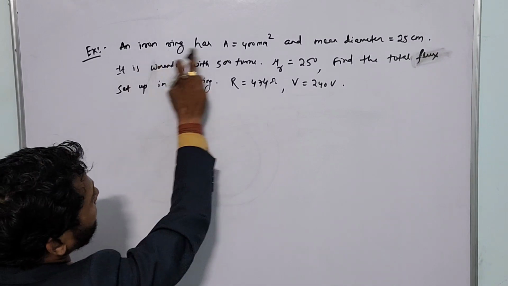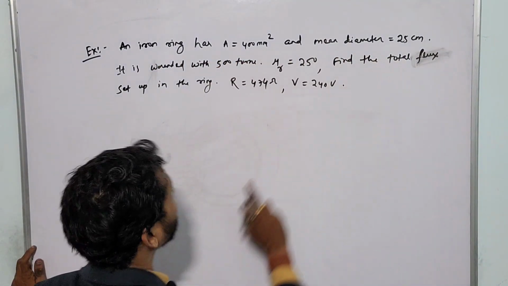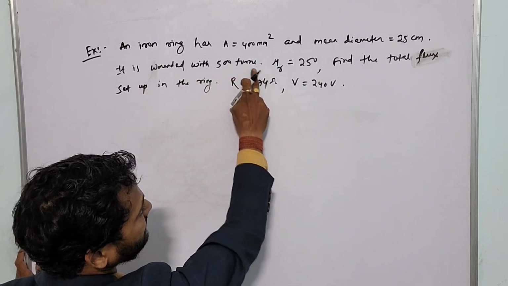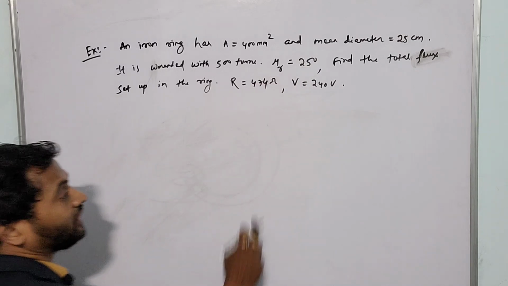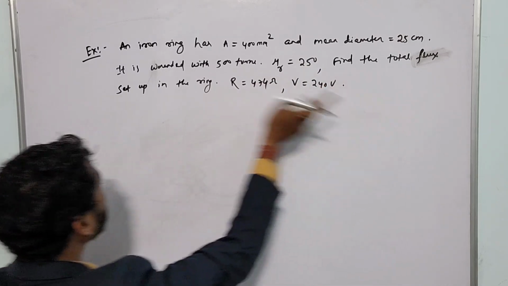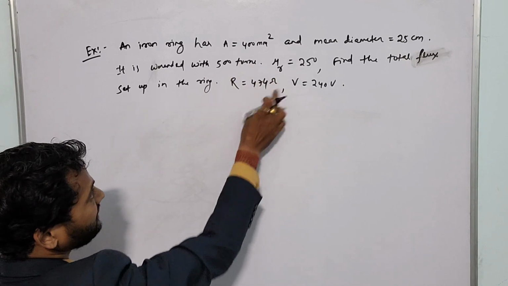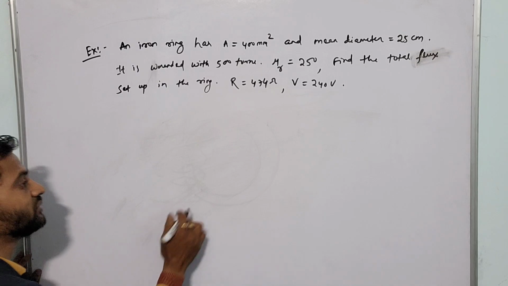Look at the question. Here it is given that an iron ring has a cross-sectional area of 400 millimeter square and a mean diameter of 25 centimeter. It is wound with 500 turns. The relative permeability of the material is given as 250. You have to find the total amount of flux that will be set up in the ring if the coil resistance is 474 ohm and the supply voltage is 240 volt.